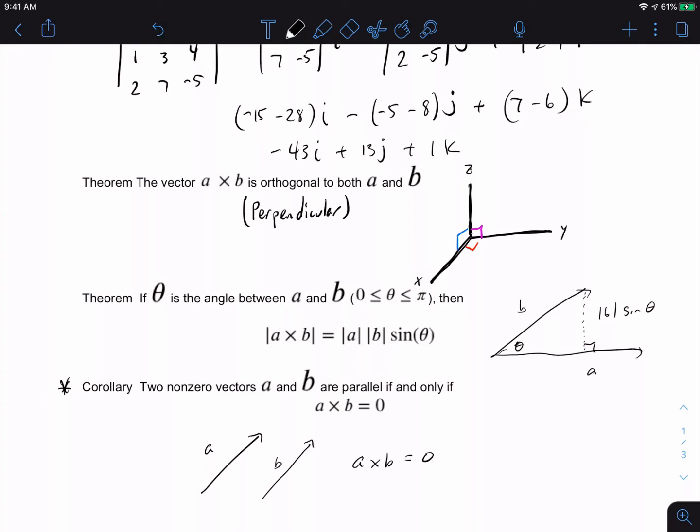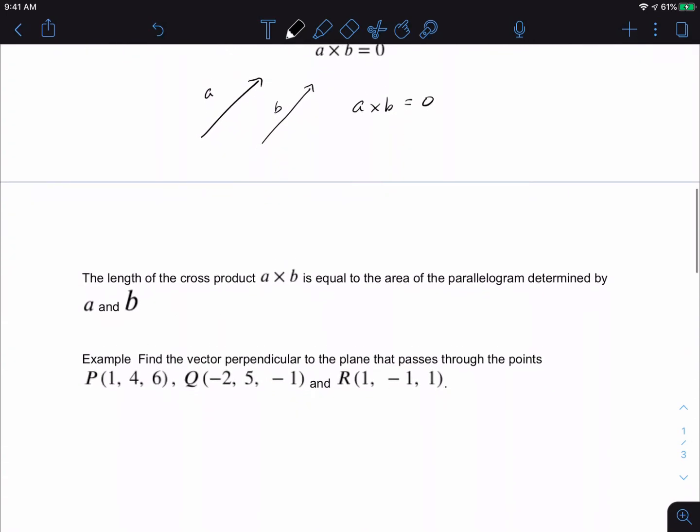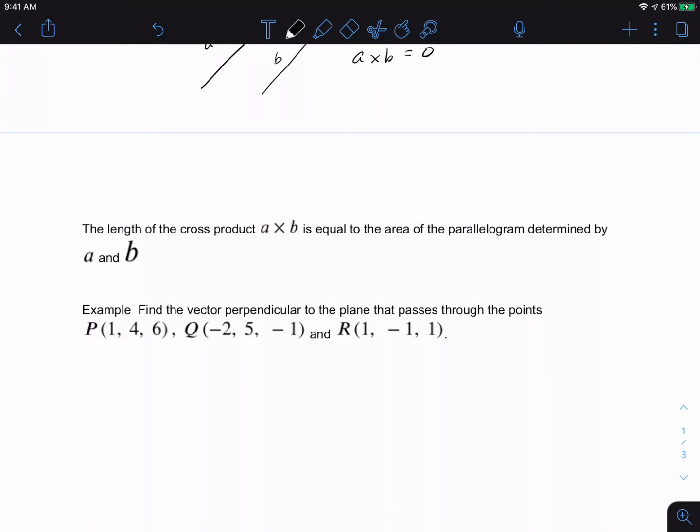Some other useful information that we're going to be using is that the length of the cross product of A cross B is equal to the area of the parallelogram determined by the two vectors. So the length of it, the magnitude, that scalar number, is going to be the same as the area of the parallelogram that's resulted. So if I have here's vector B, here's vector A, if I make a parallelogram, the area of that parallelogram is the same as the magnitude of the cross product of A and B. I'll do an example in just a second.